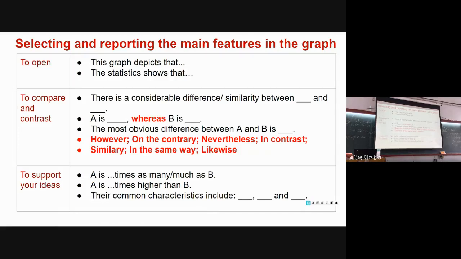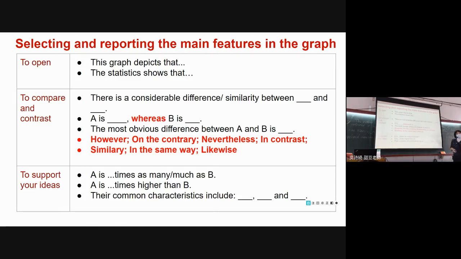So all in all, we learned three different ways of describing a photo or a chart. First of all, how can you select and record the main features in the graph? Number 1, you open. What does that mean, to open? You tell the people what the graph is about. So the graph depicts, the statistics show that this is about how many cases happen in the world. It means that you tell what the topic of the graph is, what the title of the message is.